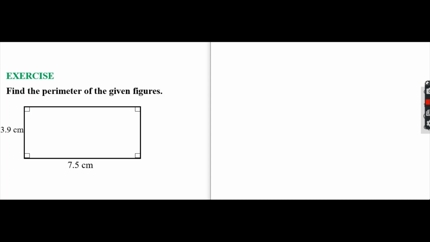First we have a rectangle, which has a length of 7.5 cm and a breadth of 3.9 centimeters. As you can see, only the length of one side is given and the other side is not given, but we should know that both of these sides are equal in length. In the same way, only one side's breadth is given, and we should know that it's equal to the other side as well.